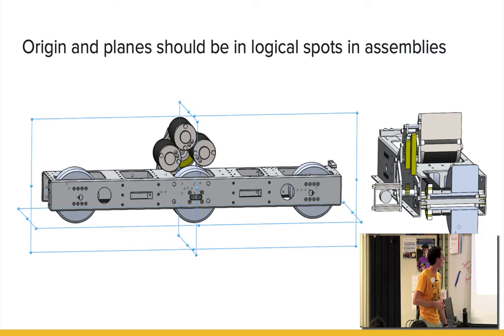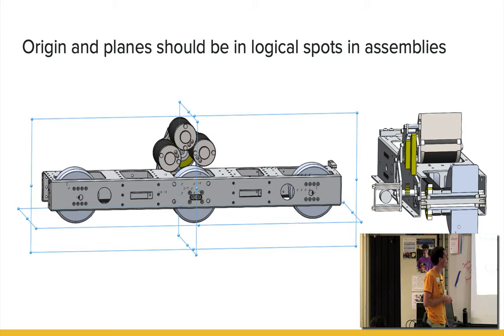We talked earlier about putting planes in a logical spot in the part. I think it's just as important to put planes in a logical spot in the assembly. In this assembly, which has symmetry, it makes sense to have the middle plane down the symmetry of the robot. You can actually use mirrored component feature patterns in SolidWorks, so this lets you do that.